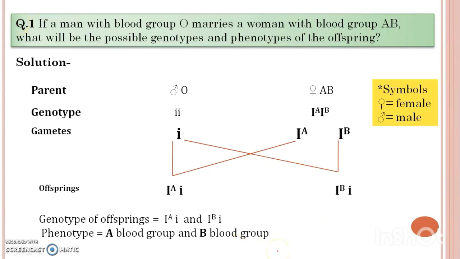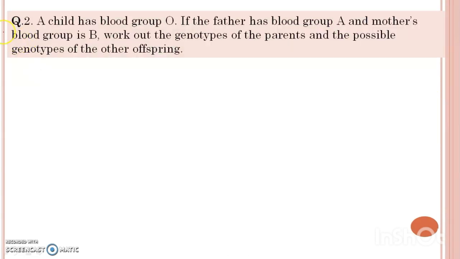Okay, so let's move on to the next question. So the question is, a child has blood group O if the father has blood group A and the mother's blood group is B. Work out the genotypes of the parents and the possible genotypes of the other offspring.